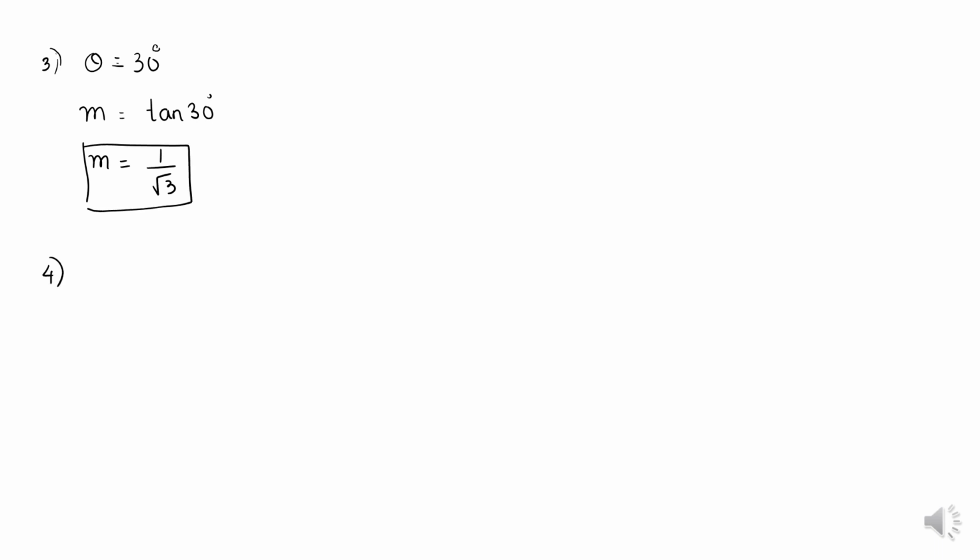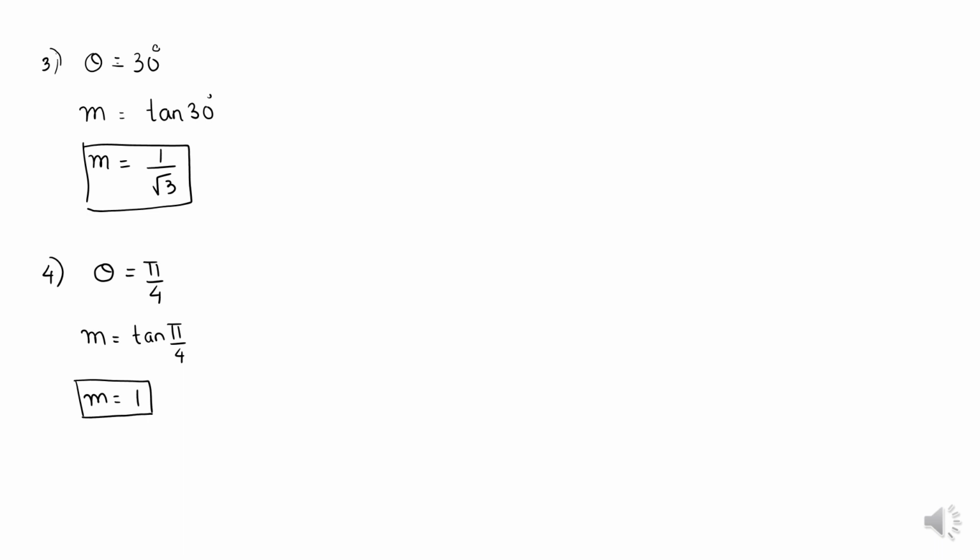Similarly, next problem, find the slope of the line whose inclination is pi by 4. Again, what does inclination indicate? Theta is given as pi by 4. So again I can use m is equal to tan theta, that is tan pi by 4. We know pi by 4 is 45 degrees. So m has to be 1. What will I get as the value of m? The value of m will be 1.